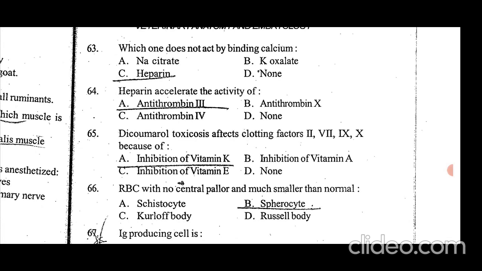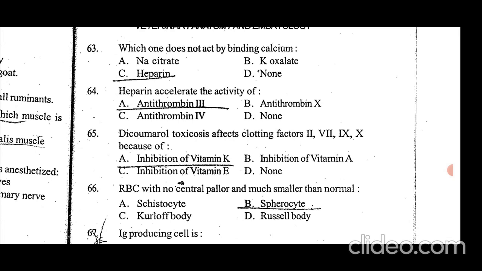Heparin is an anticoagulant and it accelerates antithrombin 3. Decumoral toxicosis affects clotting factors 2, 7, 9, 10 because of inhibition of vitamin K. Vitamin K is blocked in decumoral toxicosis, which affects clotting factors 2, 7, 9 and 10.